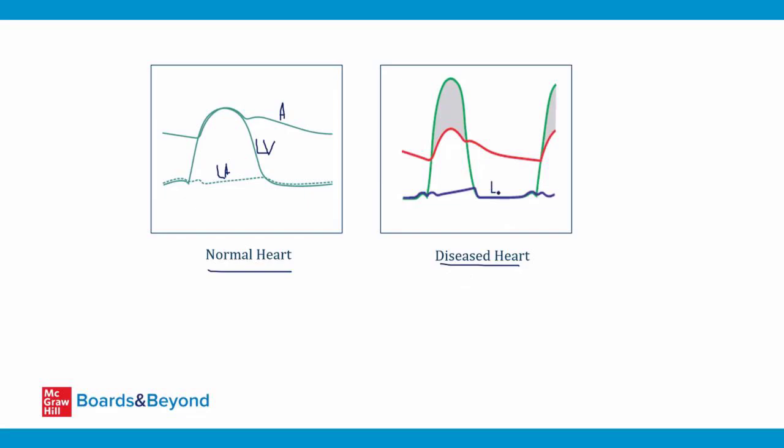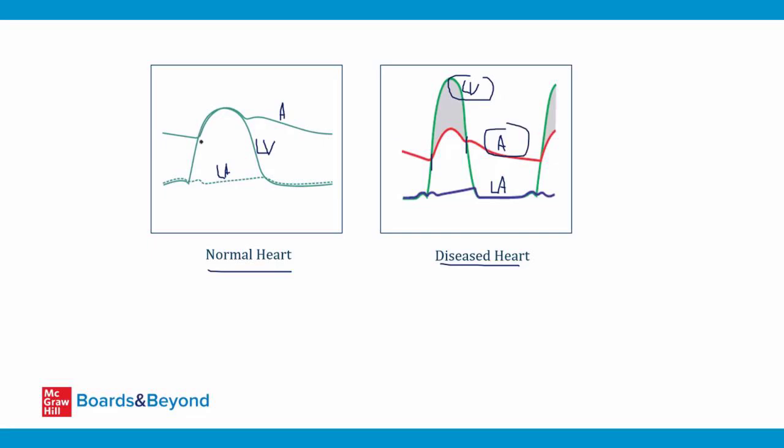We have the left atrial pressure in blue along the bottom. This red line represents the aortic pressure, and this green line represents the left ventricular pressure. The major finding here is that during the period when the aortic valve is open until it closes, we have a much higher pressure in the left ventricle compared to the aorta.